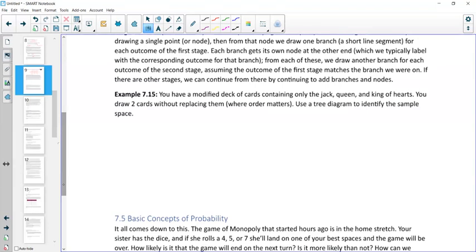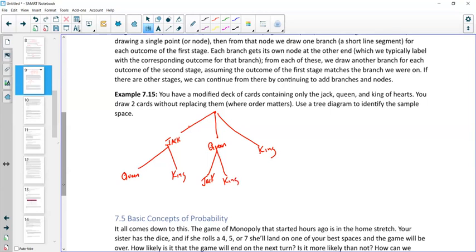So you have a modified deck of cards containing only the Jack, Queen, and King of Hearts. You draw two cards without replacing them, where order matters. Use a tree diagram to identify the sample space. Well, our first stage, we start here. We could get a Jack, a Queen, or a King. Now, if I get a Jack, the second card can only be a Queen or a King. If I get a Queen, the second card can only be a Jack or a King. And if I get a King, the second card can only be a Jack or a Queen. So my sample space is Jack Queen, Jack King, Queen Jack, Queen King, King Jack, King Queen.